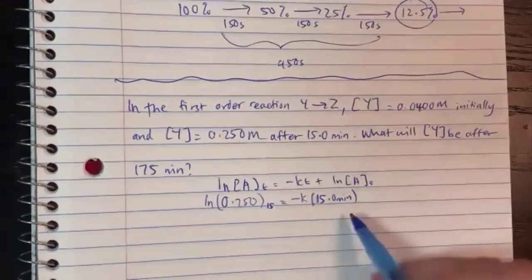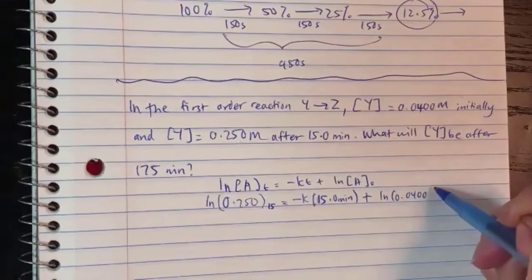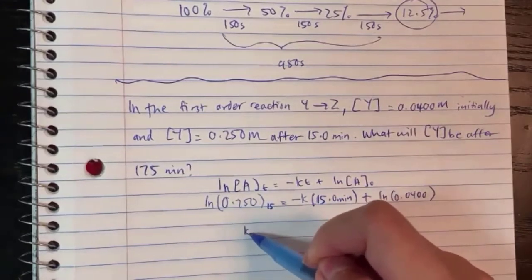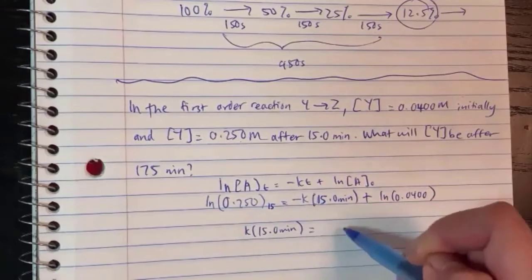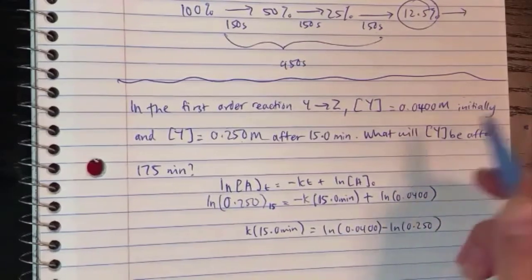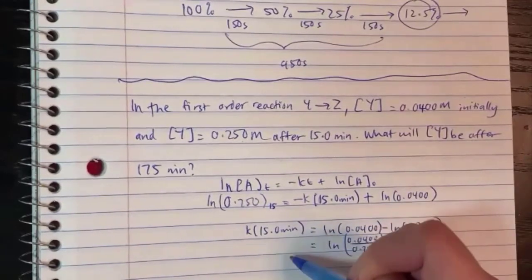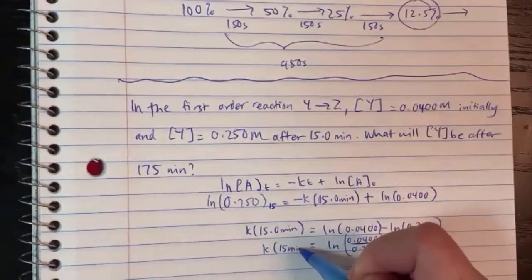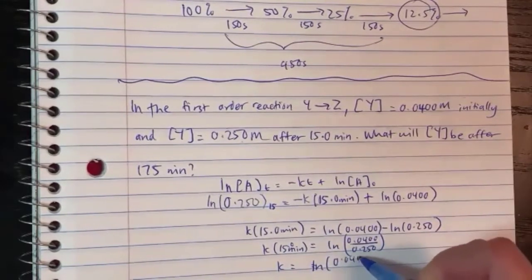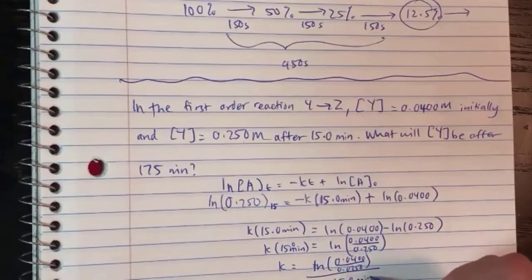So that's why I wrote the 15 here, because later we'll have a 175, so you can differentiate it. Usually I just leave it as t, but we have two t's in this case. So ln 0.04. Okay? So basically we can solve for k here. I'll rewrite it. k times 15 minutes is ln 0.04 minus ln 0.25. That's k times 15 minutes. So k would be ln of 0.04 divided by 0.25, divided by 15 minutes.